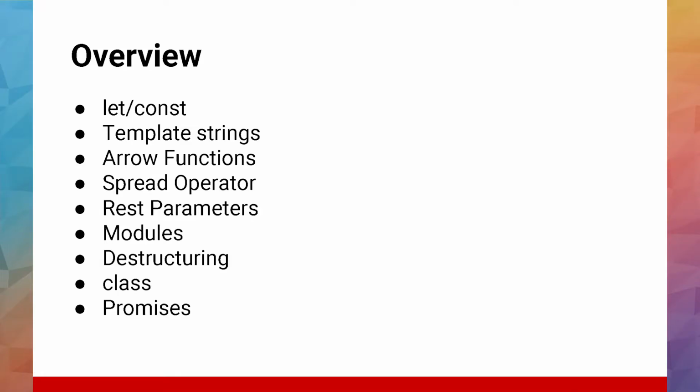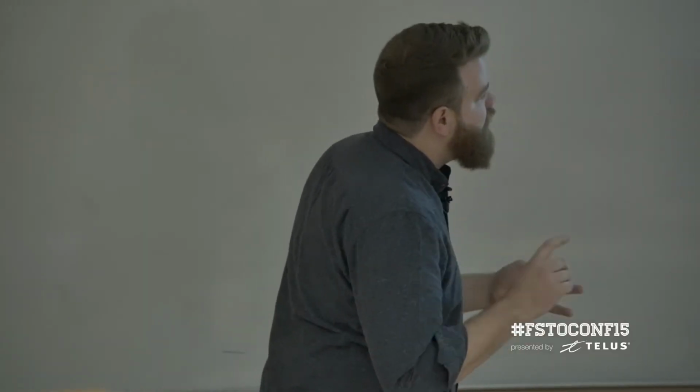So what we're going to talk about today is let and const, template strings, arrow functions, the spread operator, REST parameters, modules, destructuring, the class keyword, and promises. And then finally at the end, I'll show you how you can actually start using it today, because that's really what we want to start doing, right? We don't want to have to wait too long for all this stuff to get into the browser before we can start using it.